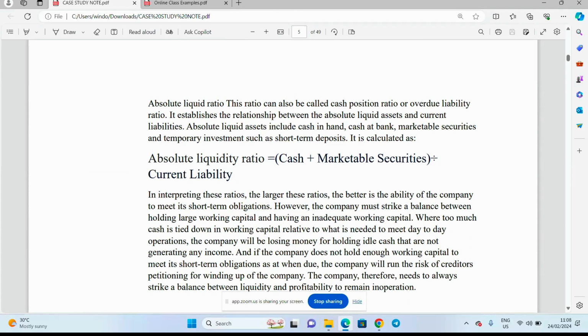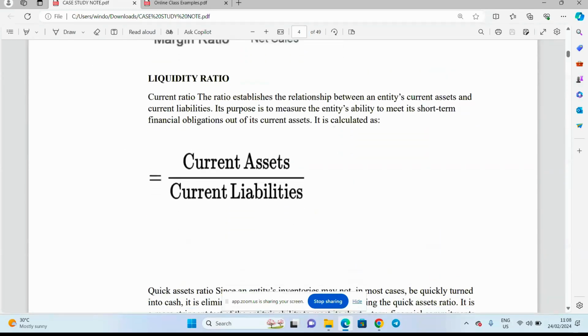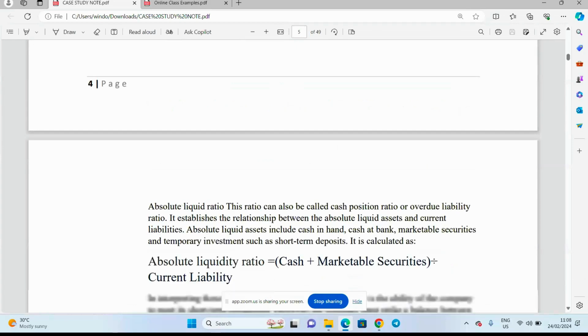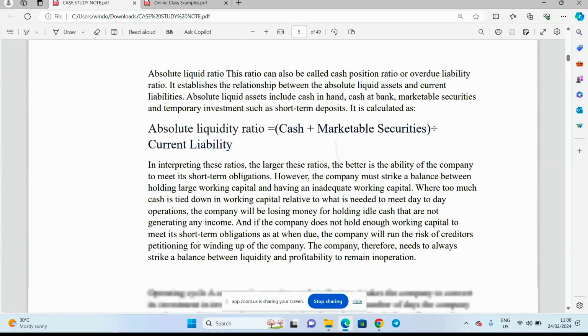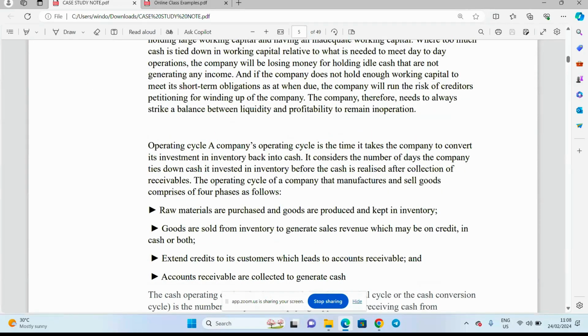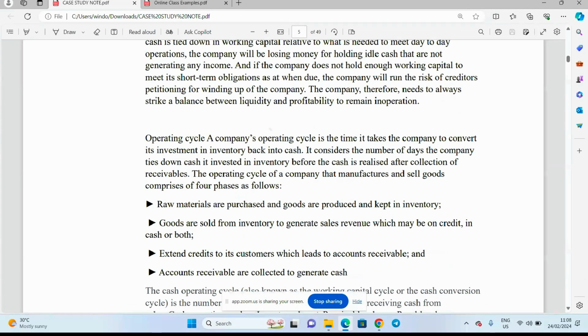So, but most important is you must put in your mind when you are asked to do liquid ratio are number 1, current ratio and quick ratio, followed by operating cycle of the business, cash operating cycle of the business. Can somebody please read this for us? Operating cycle.